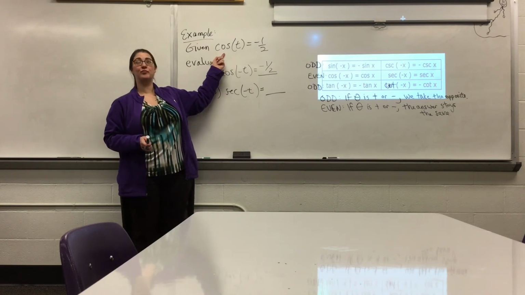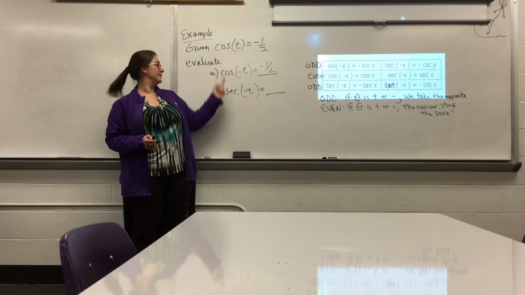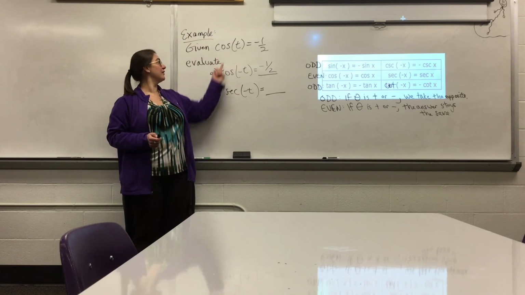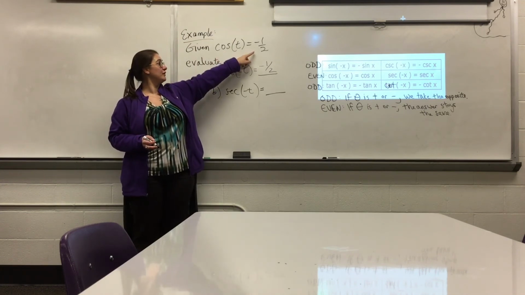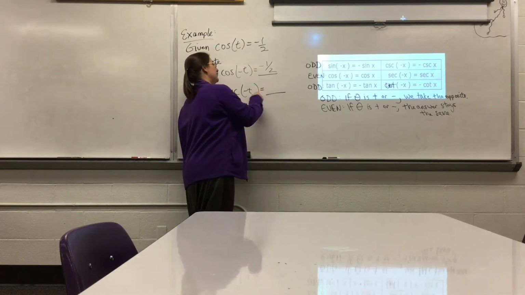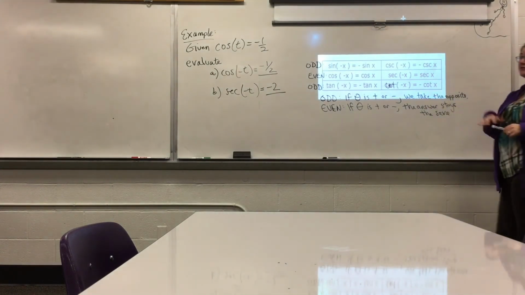Secant, is secant the reciprocal of cosine? Yeah. So if it's the reciprocal of it, then what is it? Same thing. It's negative 2. Negative 2. And so the answer here, is it still negative 2? Yeah, because it's the same. It's even, so it will stay the same.